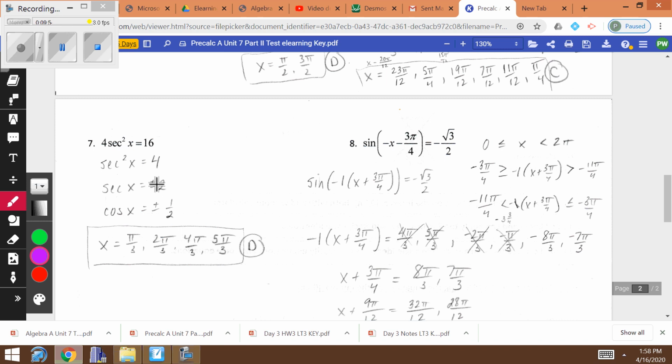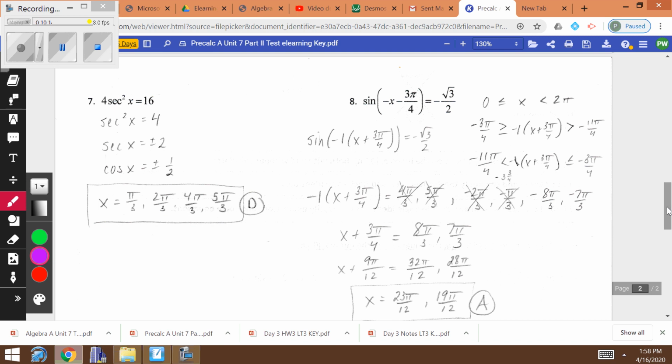Plus or minus right there. So that means the cosine of x isn't just 1/2, it's plus or minus 1/2. So the most common mistakes I had were in only giving half of the answers and forgetting that it was plus or minus there. Number 8, this one was another one that was tricky, particularly in the interval.